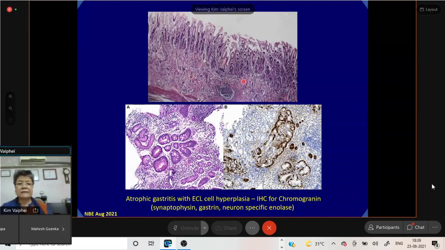And so this on high power, somewhere from here, and there was goblet cell metaplasia, and also this particular gland where we have these clusters of this particular gland. On chromogranin staining, these have been highlighted as ECL cell hyperplasia. I hope you understand the difference between EC cell and ECL cell hyperplasia. ECL cell is the metaplastic epithelium.